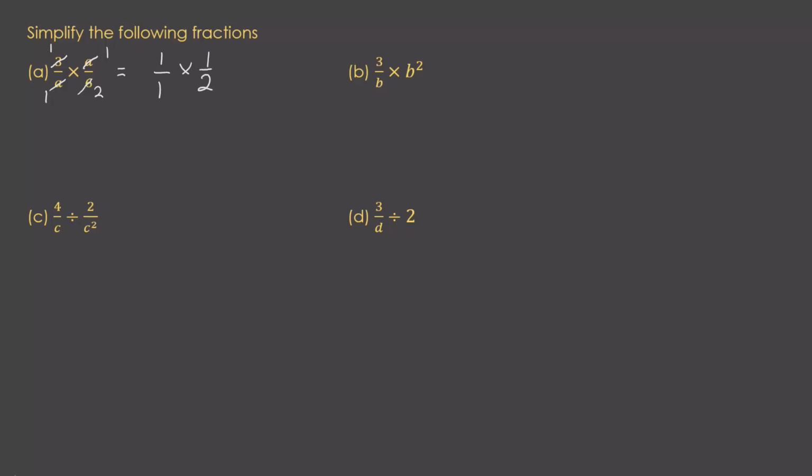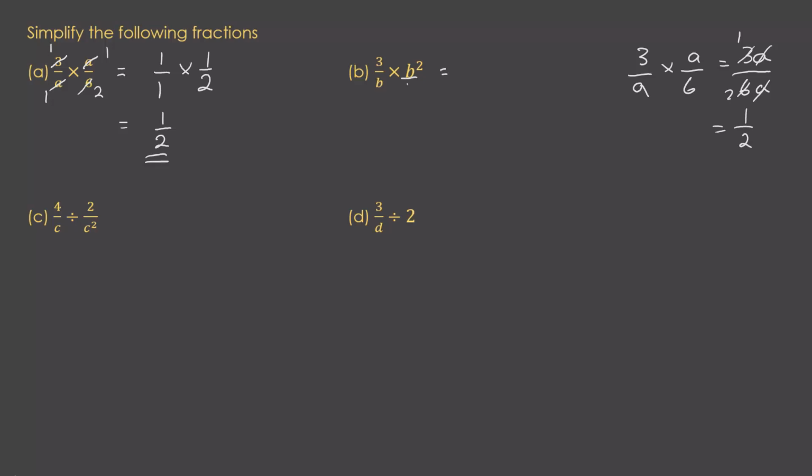times 1 over 2, which is a half. Now you could have done the multiplication first. We had 3 over a times a over 6. So multiplying the numerators we get 3a, and on the bottom we get 6a. And then we could have cancelled the a's and cancelled down here to get a half.